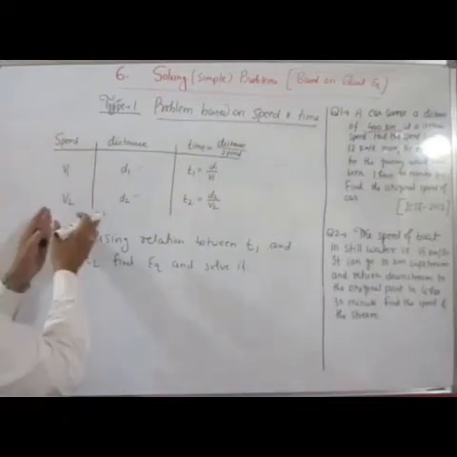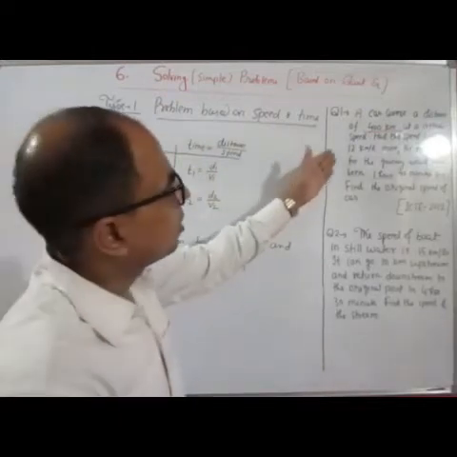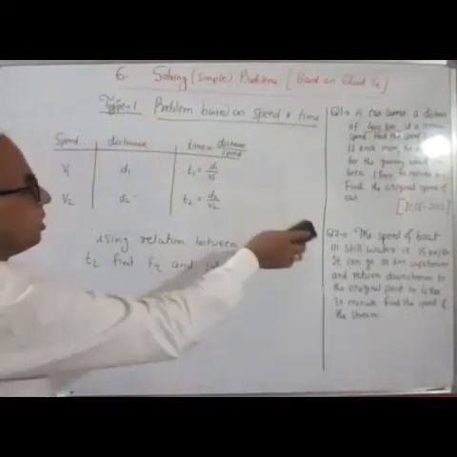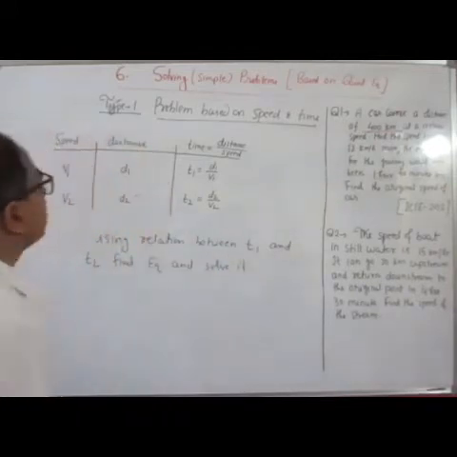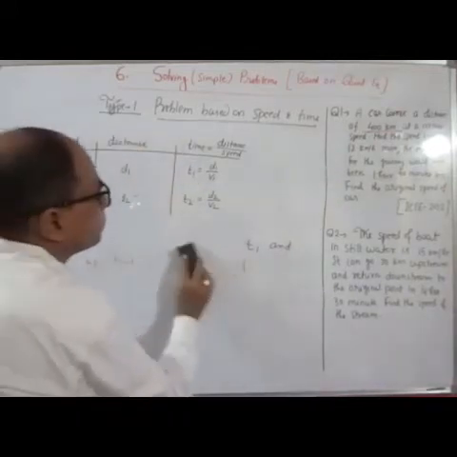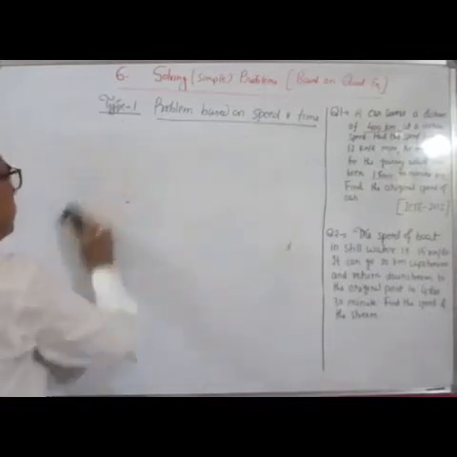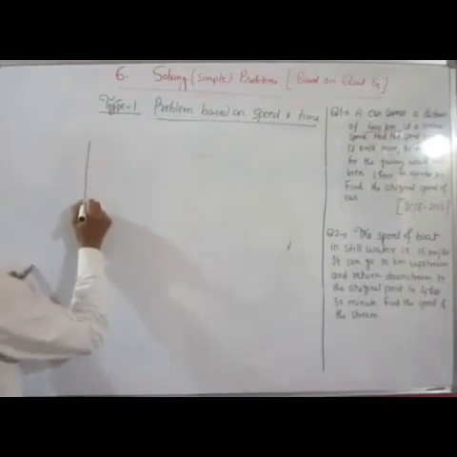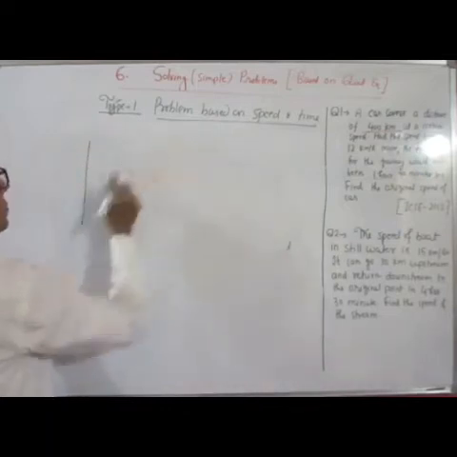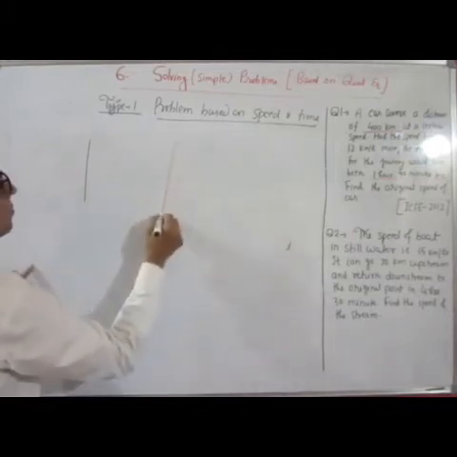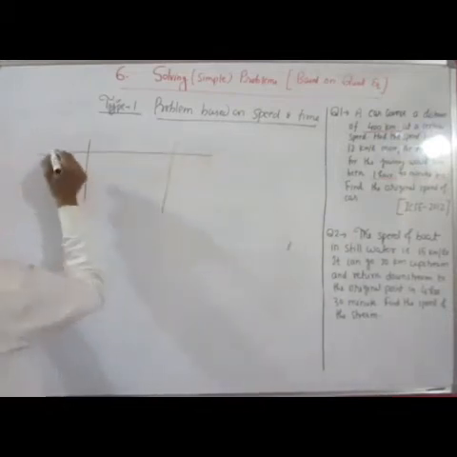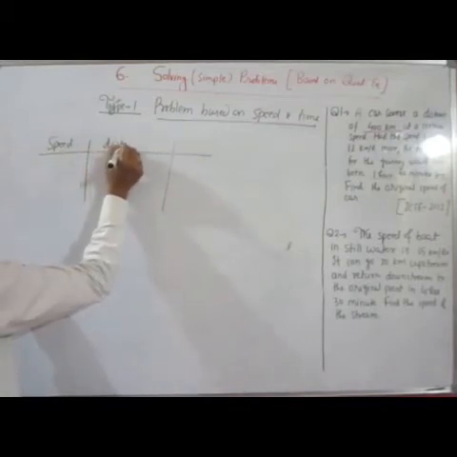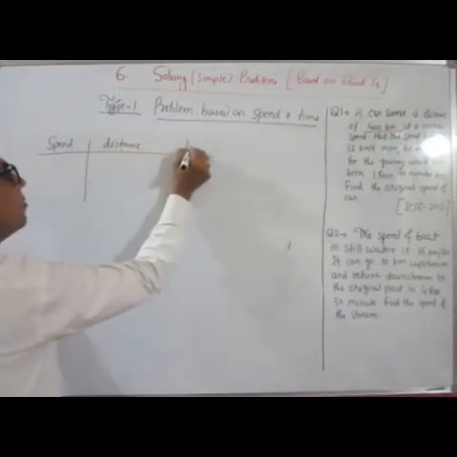Now let us explain this approach with the help of these two questions. I have taken these two questions, and using them I will explain this approach. So we will make three columns: speed, distance, time.